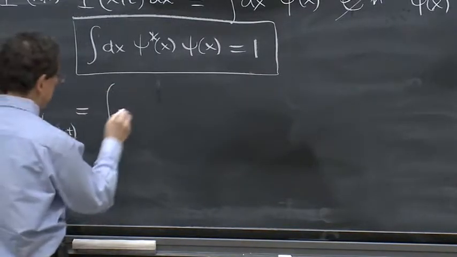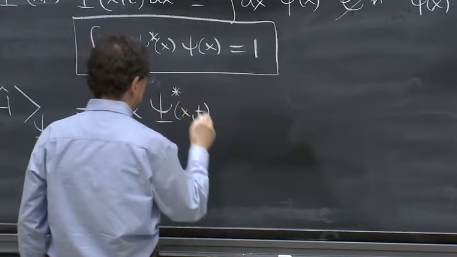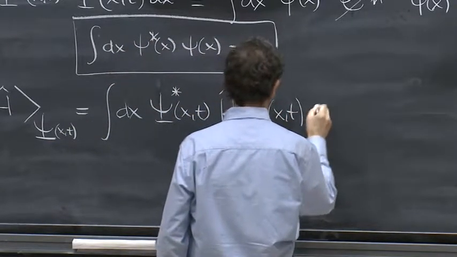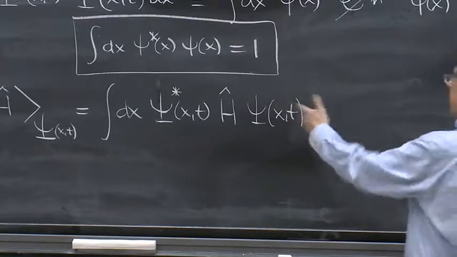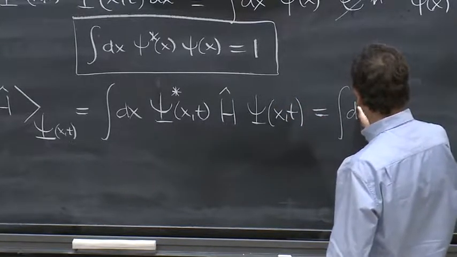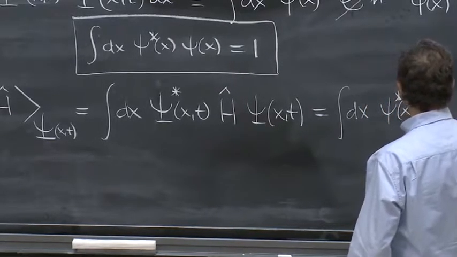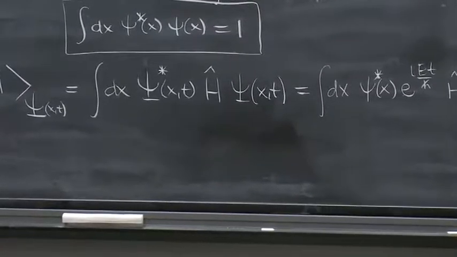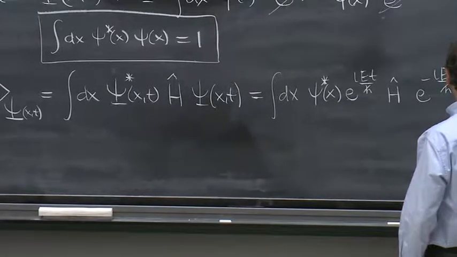Well, that would be integral dx, stationary state, Hamiltonian, stationary state. And we're going to see this statement that we made a few minutes ago become clear. Well, what do we get here? dx psi star of x e to the i Et over h bar, H, e to the minus i Et over h bar psi of x.